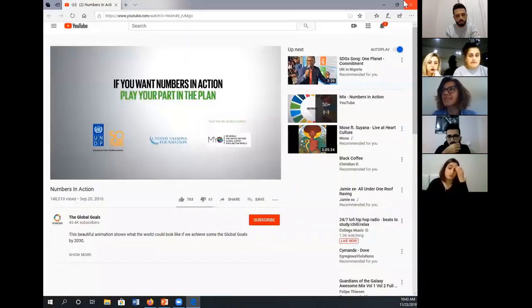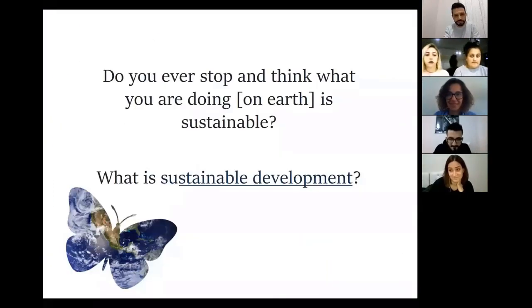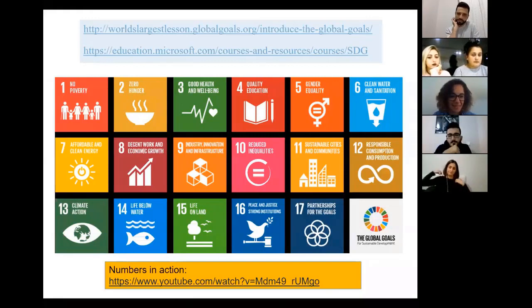So what do you think? Is this achievable? By 2030, no hunger? Evaluating the numbers, it seems that they achieved something. There's some decrease, but no hunger by 2030? Yeah, it sounds good, but I don't think it's achievable. It's a bit overambitious.